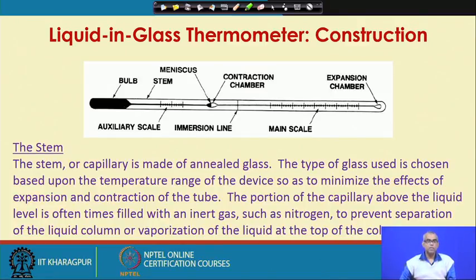Next, the stem. The stem or capillary is made of annealed glass. The type of glass used is chosen based upon the temperature range of the device, so as to minimize the effects of expansion and contraction of the tube. The portion of the capillary above the liquid level is oftentimes filled with an inert gas such as nitrogen to prevent separation of the liquid column or vaporization of the liquid at the top of the column.